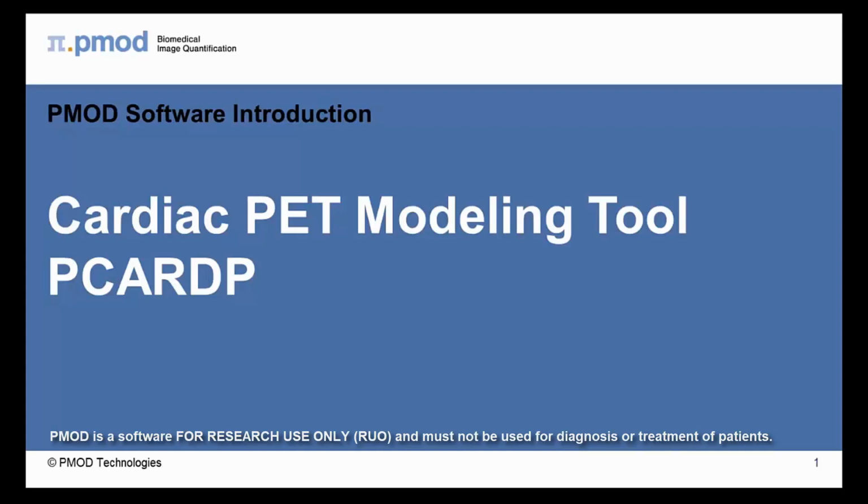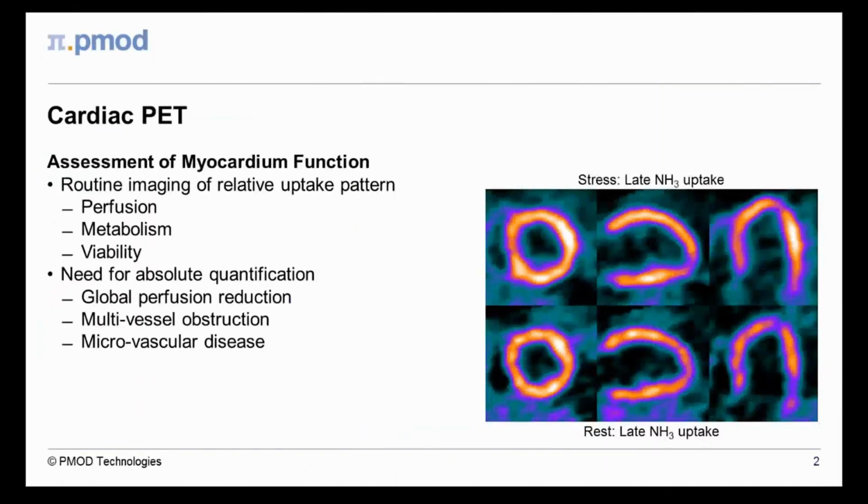In the next few minutes, we will provide a short overview of the PCARD Cardiac PET modeling tool. PET is routinely applied for the study of perfusion, metabolism, and the viability pattern of the myocardium. However, when using relative images, some types of disease cannot be diagnosed without ambiguity, and absolute quantification is required. An example of this is globally reduced perfusion due to multivessel obstruction or microvascular disease.